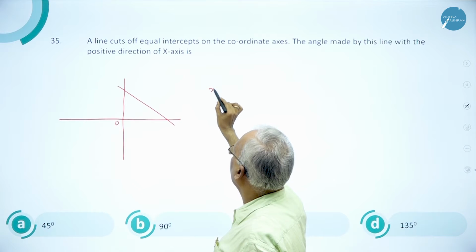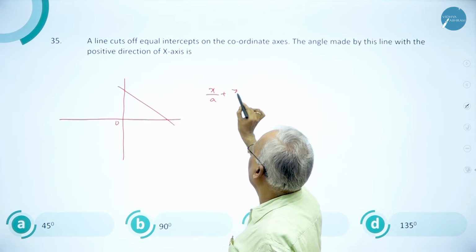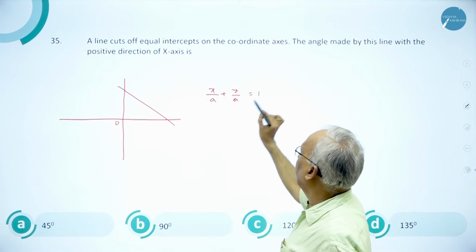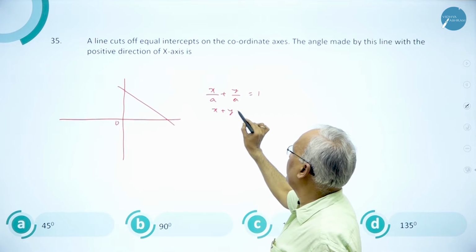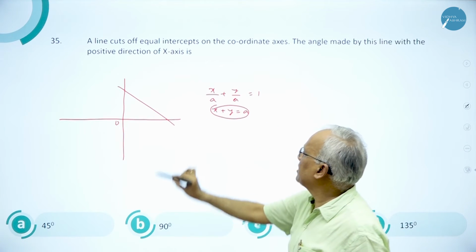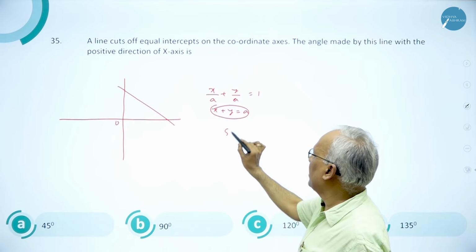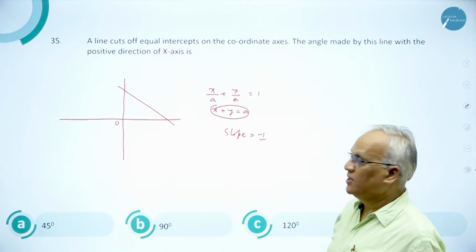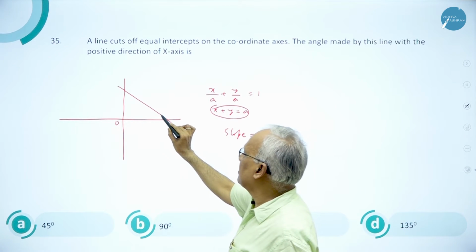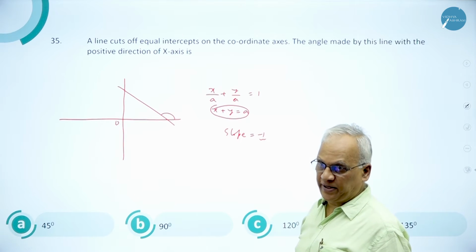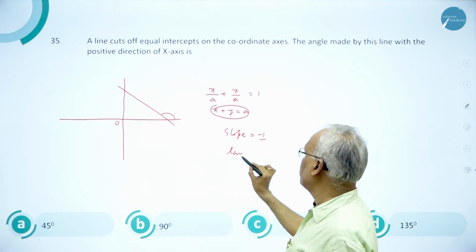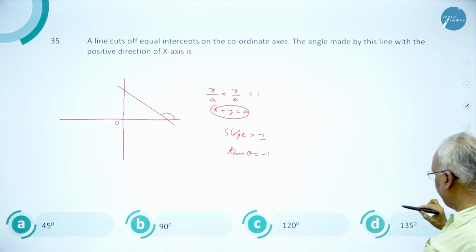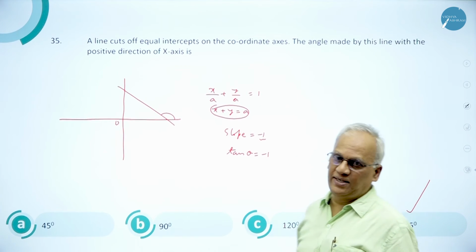So the equation is given by x divided by a plus y divided by a, again because the x and y intercepts are equal, is equal to 1. So the equation is x plus y is equal to a. This is in the form ax plus by plus c equal to 0. So what is the slope of this line? Minus 1 by 1, minus 1. So you know the slope definition. Slope is nothing but tan of the angle made by the line with x-axis, positive direction. So tan theta is equal to minus 1. Therefore, theta is equal to 135 degrees. So answer is D. So very easily you can get that.